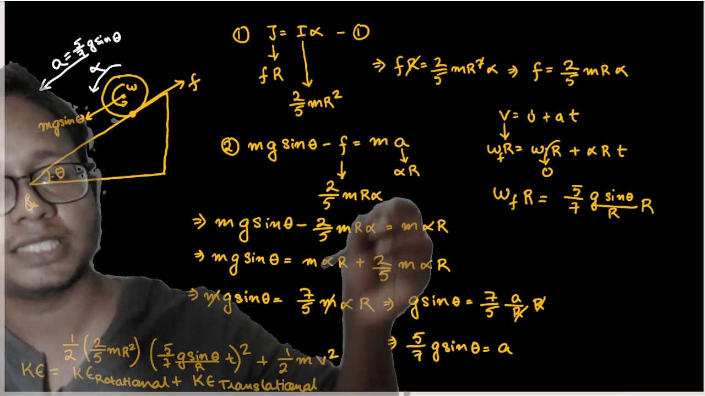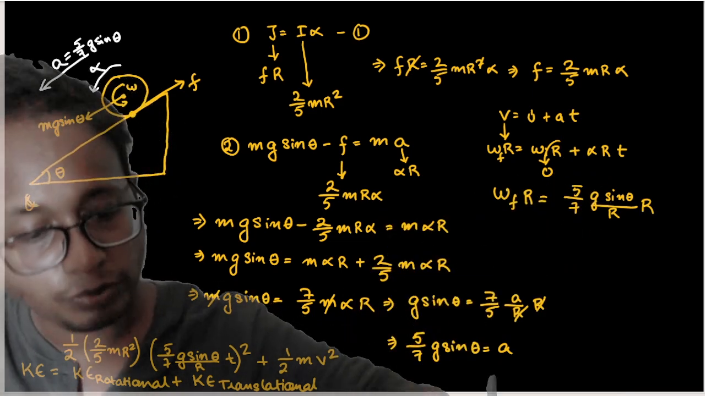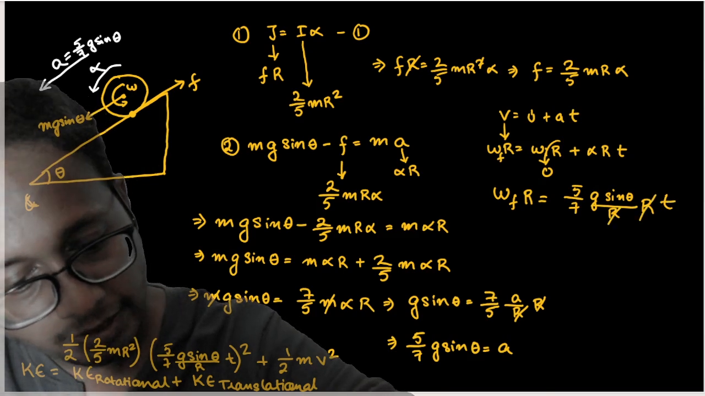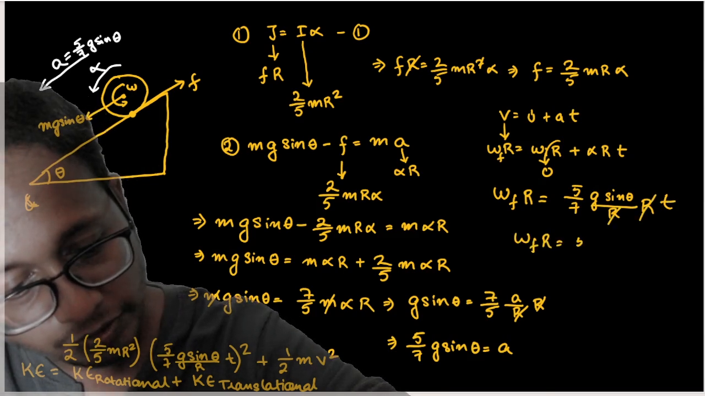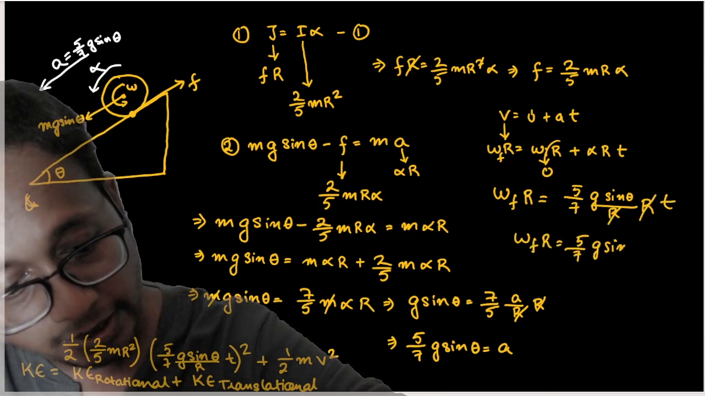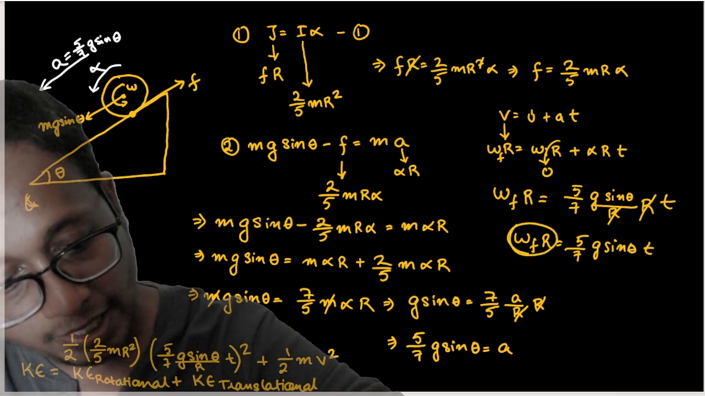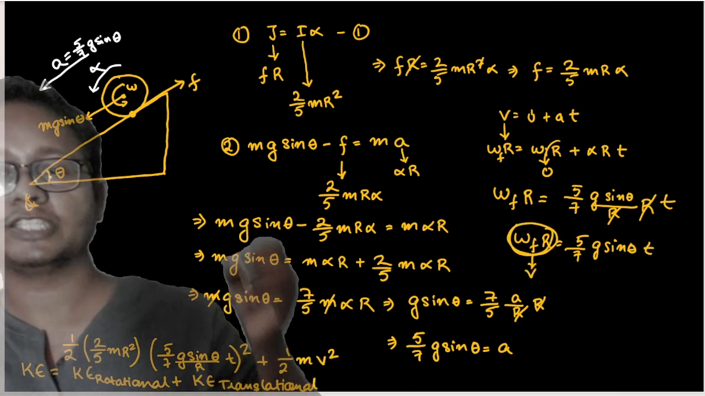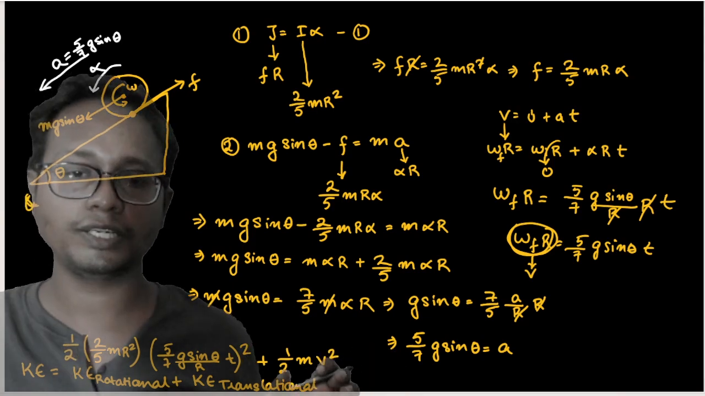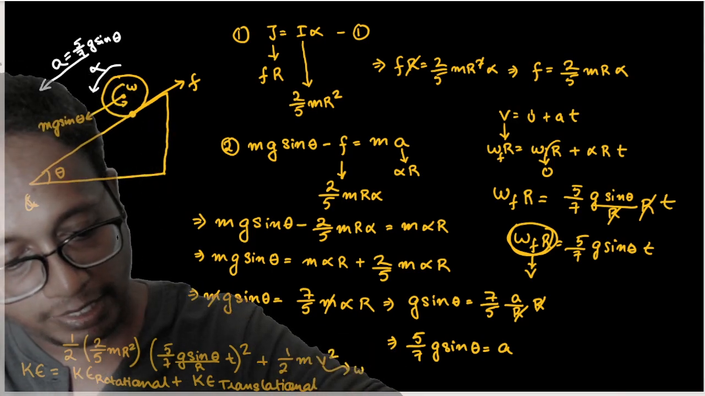Into r. Into r is nothing but this r. Okay, into t. Now, if I cancel out the r and r, omega final into r is equal to 5 by 7 g sine theta into t. And omega final into r is nothing but linear velocity. In case of pure rolling, v is equal to omega final into r. So out here it is nothing but omega final into r.